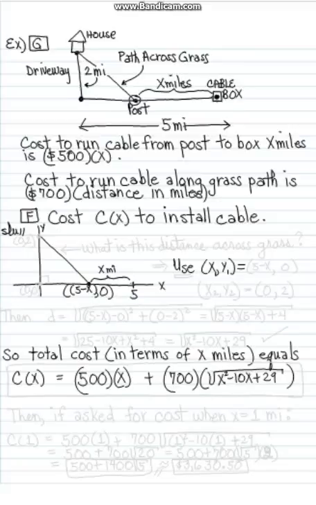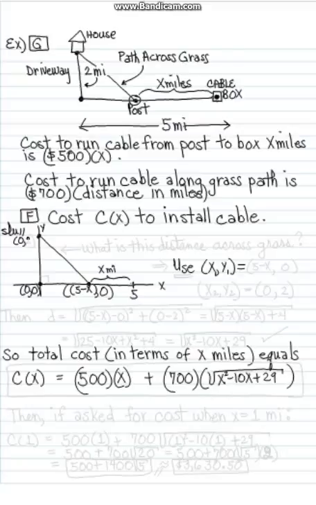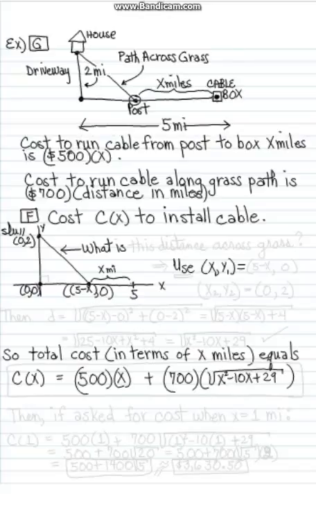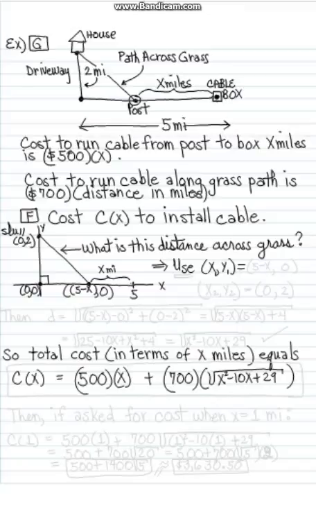So that means the ordered pair is going to be 5 minus x as the distance from the origin 0, 0 to the post. The x-coordinate is 5 minus x and the y-coordinate is 0. And then we see the other coordinate up at the top as 0, 2. And then we have that location 5 where the cable box is.